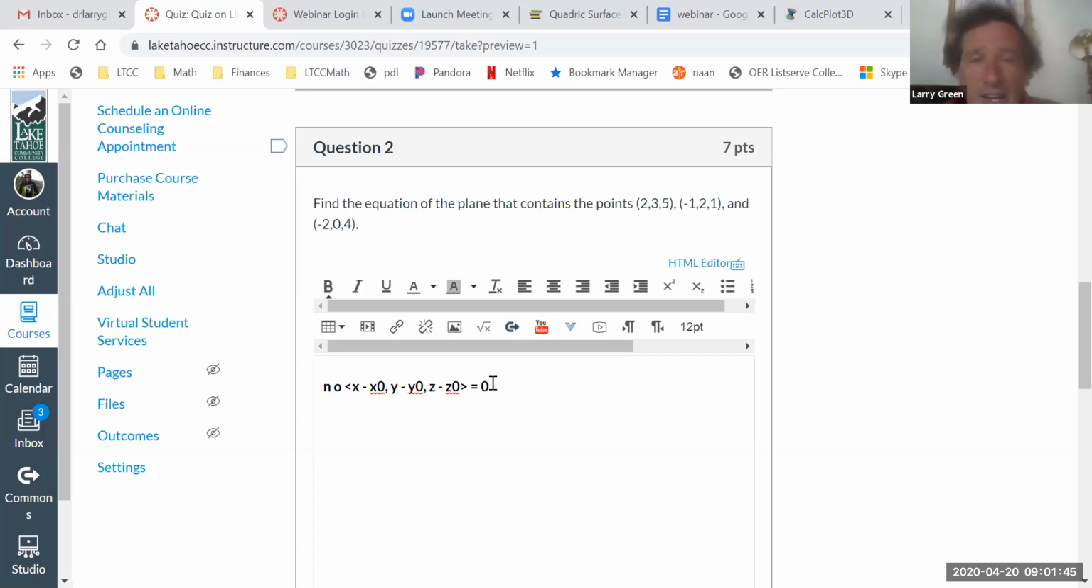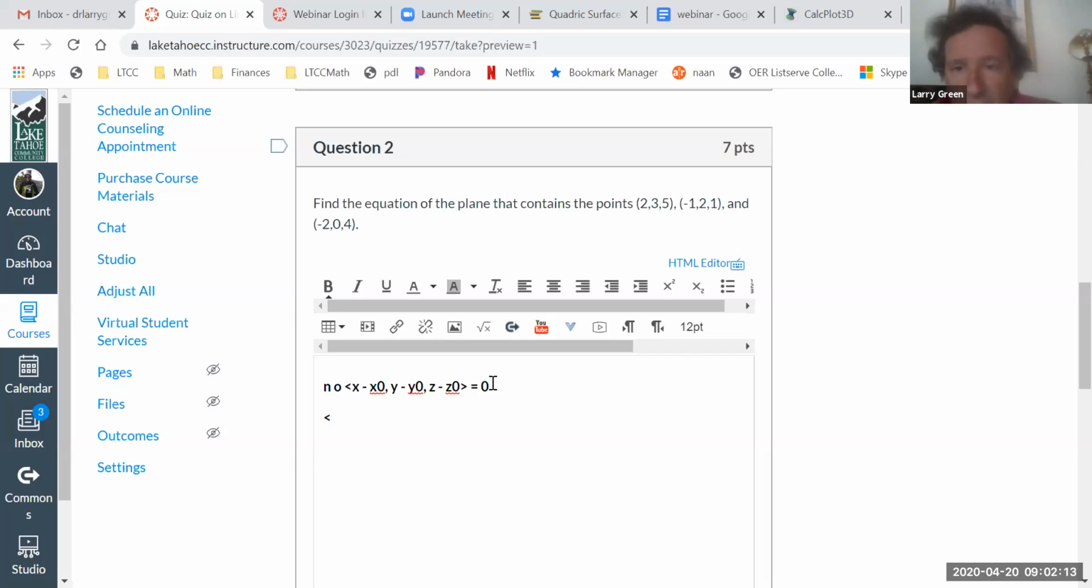x naught, y naught, z naught is any of the 3 points, but for n we have to do some work. How do you find the vector n? Who remembers how you do that? Yeah, what we do is we take displacement vectors, any two distinct pairs will work, and then take the cross product of those displacement vectors.